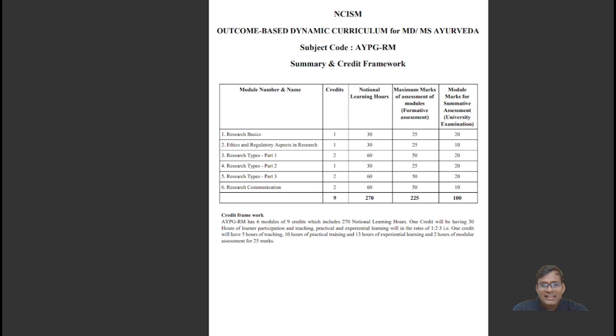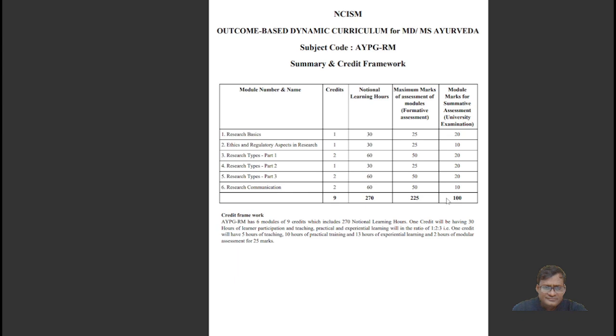the last module, research communication. The overall types of research are divided into Part 1, Part 2, and Part 3. Here each individual research type will be explained in detail. That's why they have given research types Part 1 two credits, 60 hours, 50 marks in the formative assessment and 20 marks for the summative assessment. So the overall credits of this research methodology course are 9 credits, the total number of hours is 270 hours, and the marks of formative assessment are 225. The final university examination will have 100 marks.